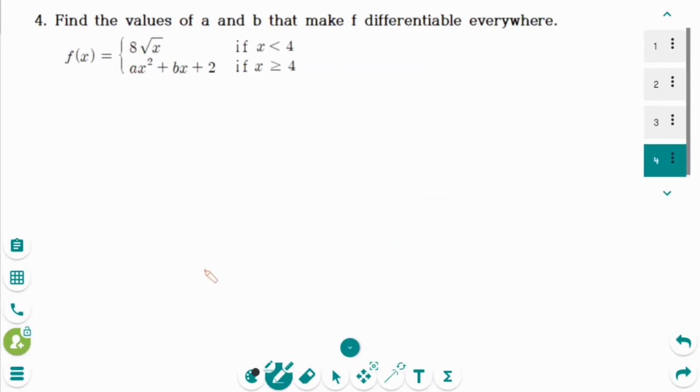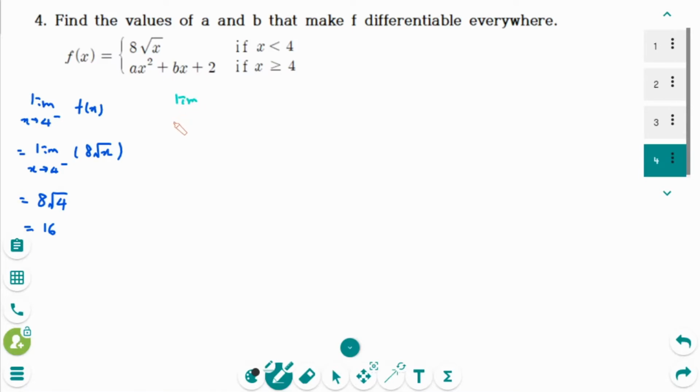Number 4, differentiable anywhere means that the graph is already continuous anywhere. So f of x is continuous at x equals 4. The limit as x approaches 4 from the left side of f of x equals the limit as x approaches 4 from the left side of 8 square root of x equals, put 4 into x, 8 square root of 4, 8 times 2, which is 16.